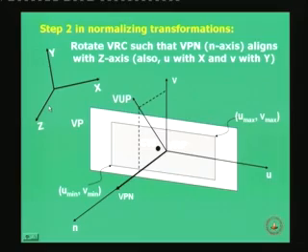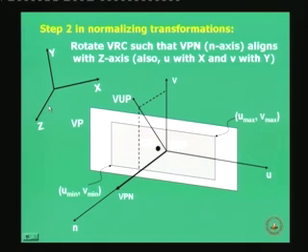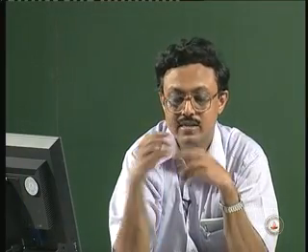Y. So these 3 must simultaneously happen together with a composite 3-dimensional rotation matrix. A 3-dimensional composite rotation must take place to have this alignment done. So this is the most crucial step in normalizing transformations, and this requires a sequence of operations.